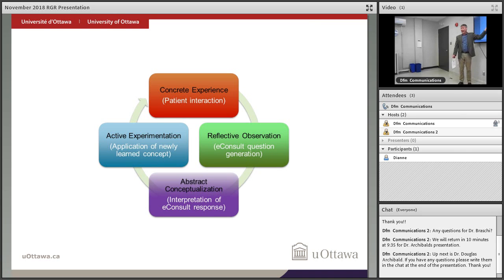And then the act of experimentation. That's where you actually have to implement that response, or it may trigger a further question back to the specialist. It's all part of this active experimentation phase. And then it moves in a cycle, because then you're either able to apply that information to a new patient, or you start the whole process again with a new question. So that's applying Kolb's learning cycle to eConsult.